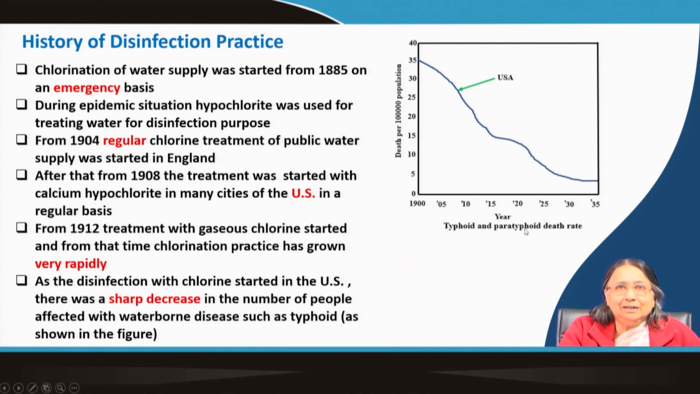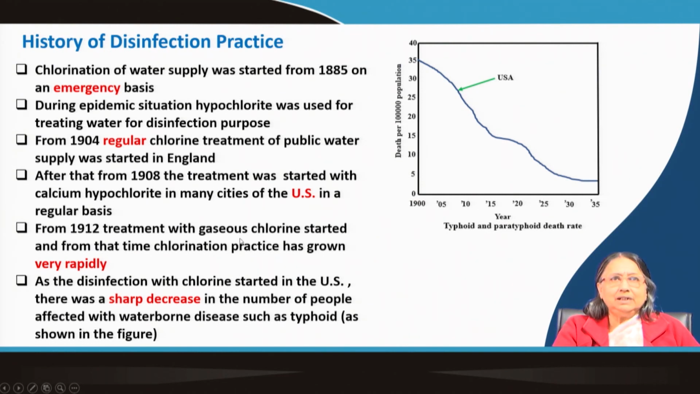So, you can see here the typhoid and paratyphoid death rate. Here you can see the deaths per this many population. This is the year 1900, and then you see it is coming down, it is coming down. So, it is 1935, you can see from here to here it has come down. These are some studies that were carried out in the US.